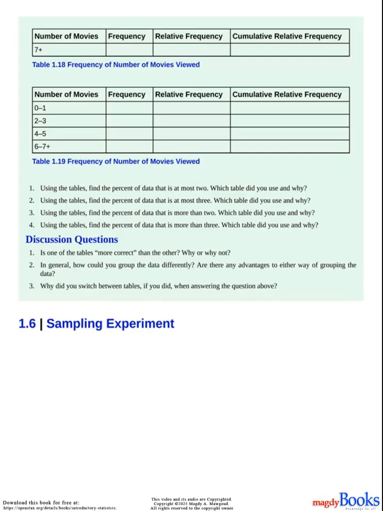D. Discussion questions. 1. Is one of the tables more correct than the other? Why or why not? 2. In general, how could you group the data differently? Are there any advantages to either way of grouping the data? 3. Why did you switch between tables, if you did, when answering the question above?